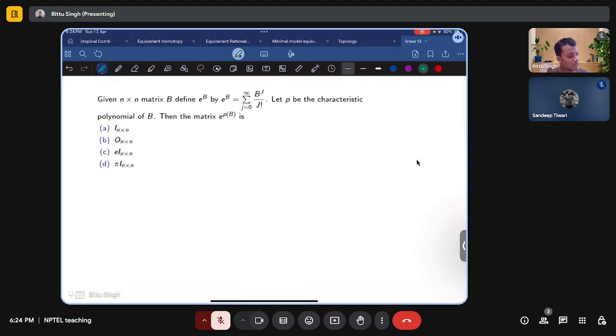Now, what about this e to the power B? We need to find e to the power B. What is B? e to the power B is defined in this way. We need to find the exponential of this matrix.